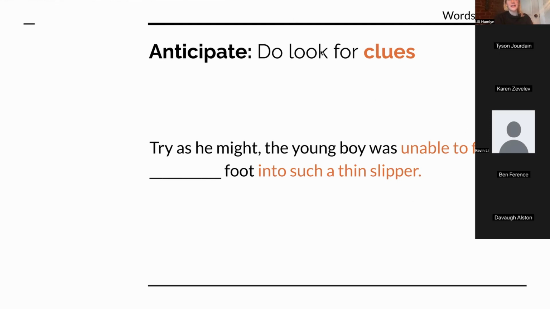Great. So the anticipation is a 2-step process. The first thing we want to do is look for context clues within the body of the text, to tell us what the meaning of the word needs to be, right? So here the context clues would be that he was unable to fit, and then "into such a thin slipper." These are the clues in the text that tell us what this word needs to mean. That's the first step of anticipation.